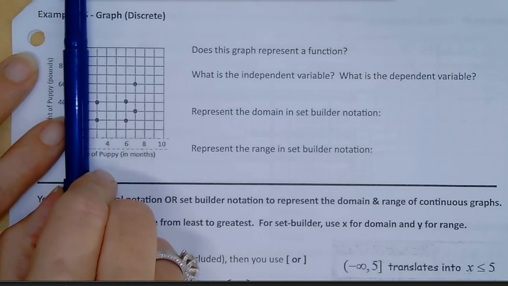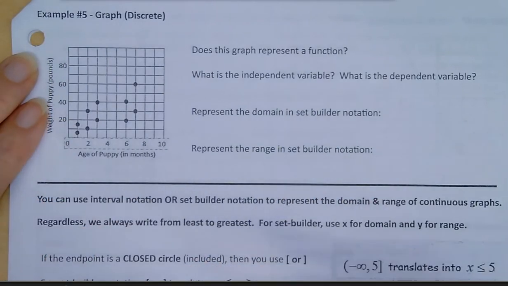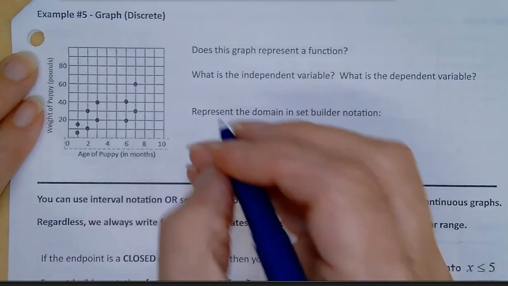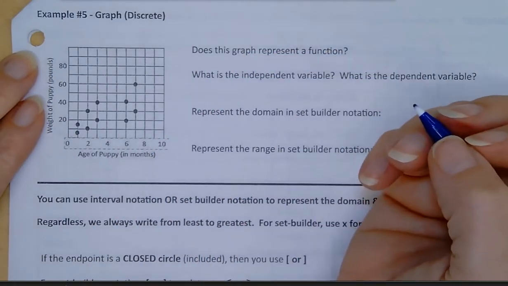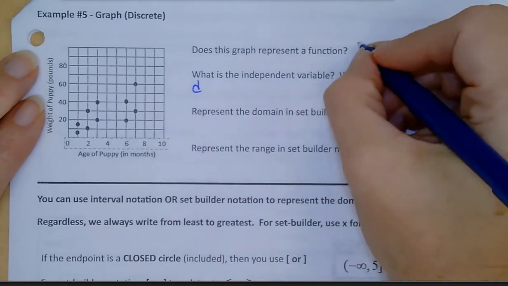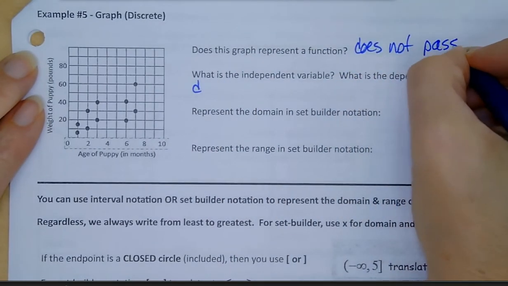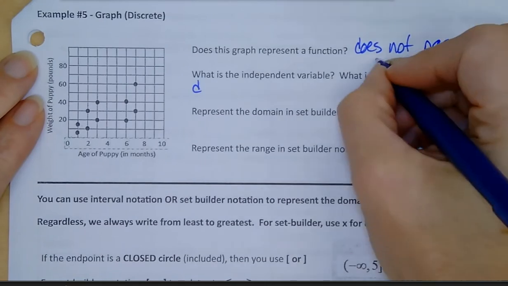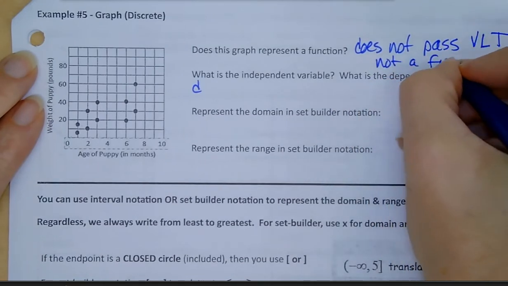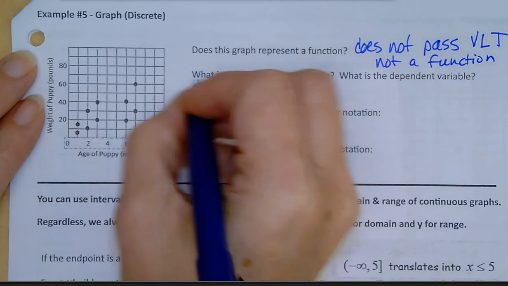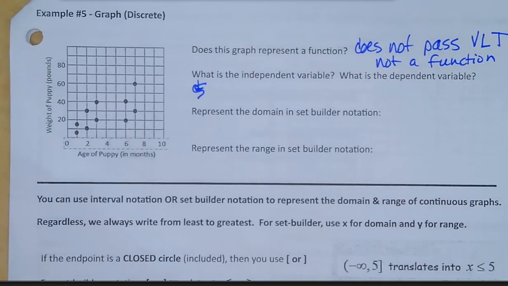I hit 2 points there. I hit 2 points. A bunch of times I'm hitting 2 points. It is not passing the VLT. It does not pass the vertical line test, so it is not a function. I'm determined to write my answers in the wrong spots.